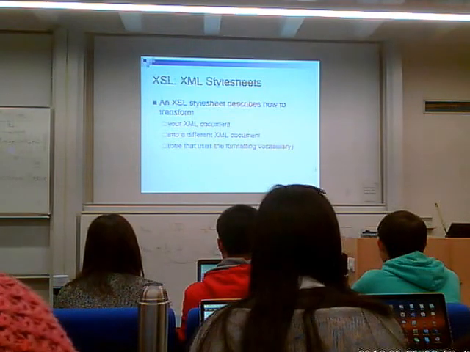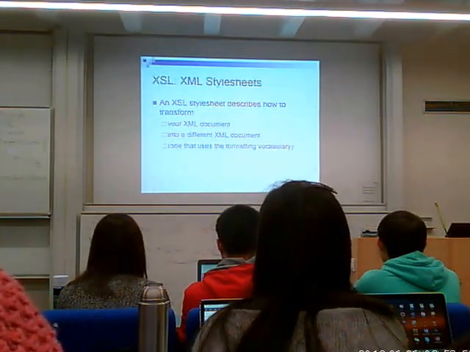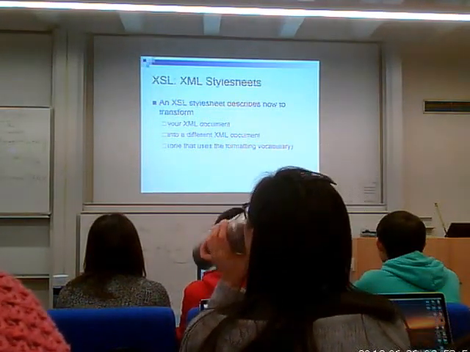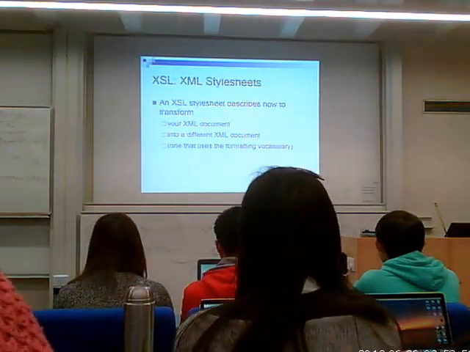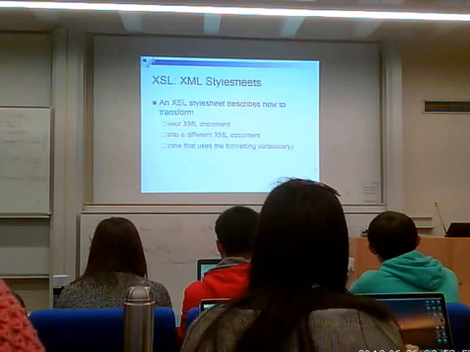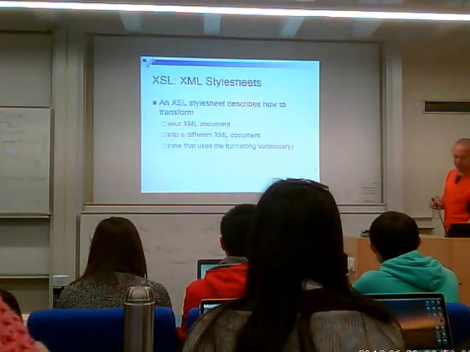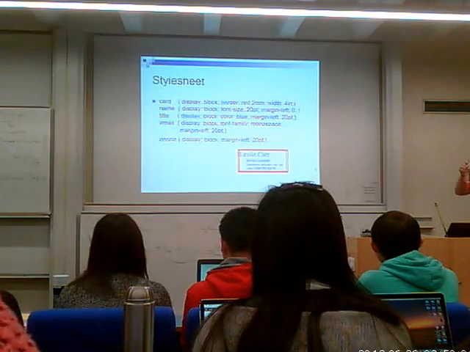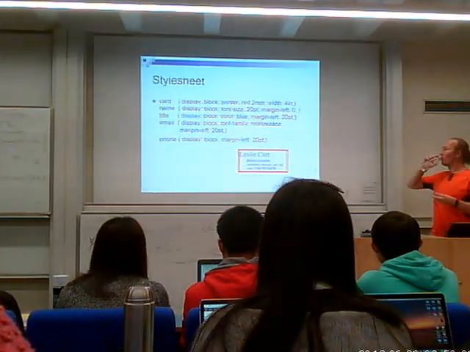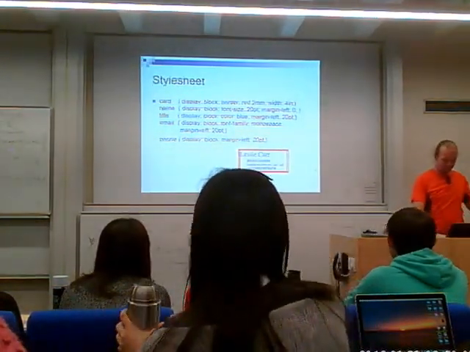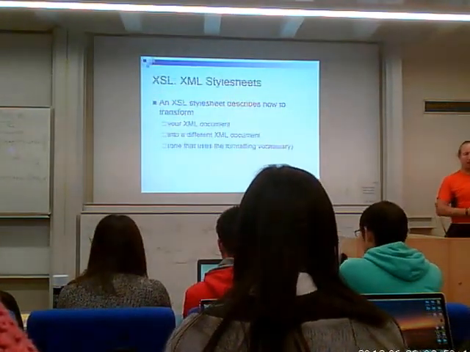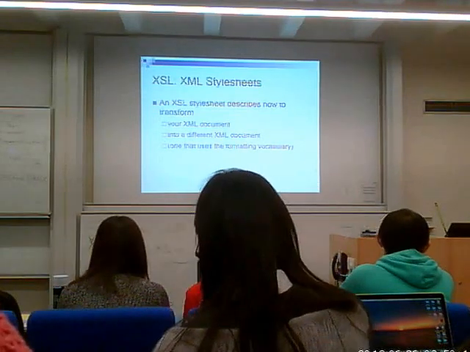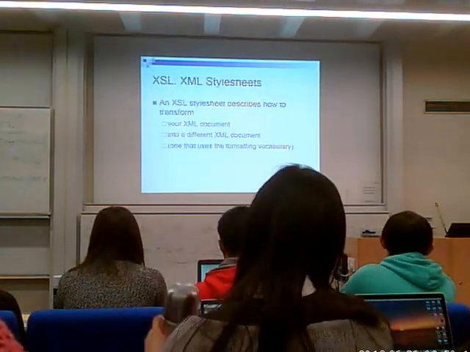Okay, XML style sheet. This is a type of style sheet that we use mostly for data. It actually serves two purposes. Whereas CSS just does formatting of an HTML document, XSL can both format and transform the document. And by transform I mean change.